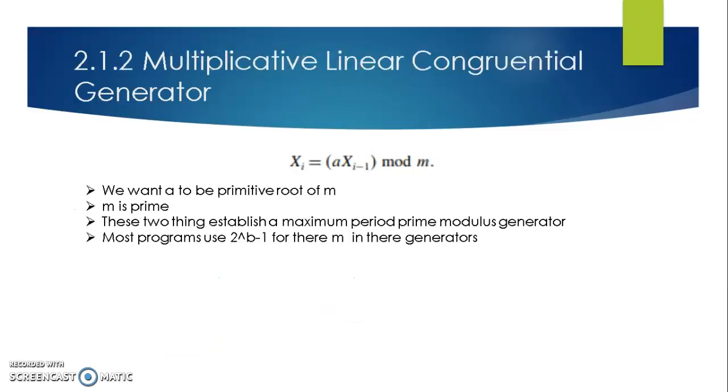Moving on, we're going to have our multiplicative linear congruential generator. This basically means when c is equal to 0. This is just going to be using just a and not using c at all. For this type of generator, we want a to be a primitive root of m if we want to try and maximize the period of the generator. And we also want m to be prime. These two things are also supported by number theory.